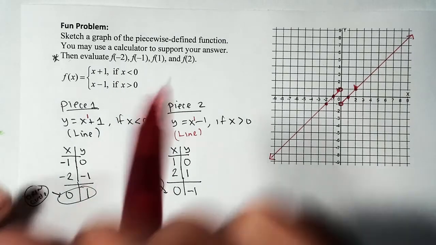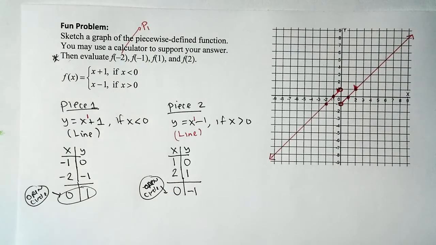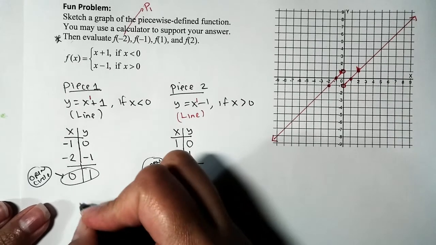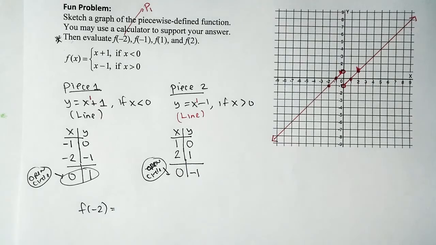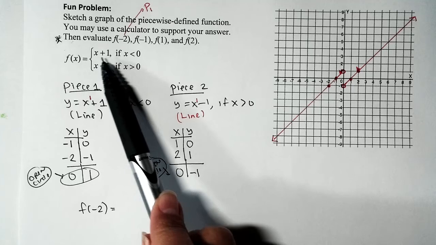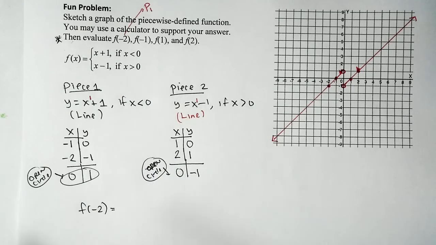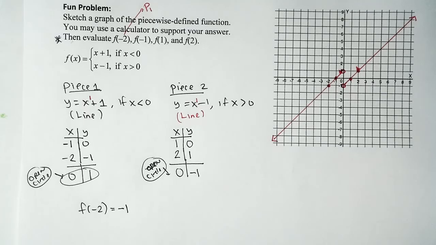So let me speak to myself: this is in piece 1. I don't have time to write those words, so I'm just going to make up my own abbreviation. Okay, so we have f of -2. We're using piece 1, so if x is -2, -2 plus 1, I believe, is -1. You'd be surprised how often I make arithmetic mistakes.